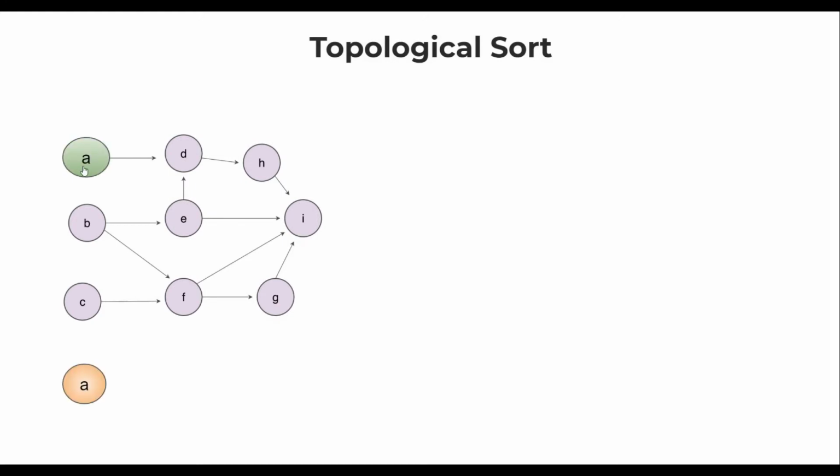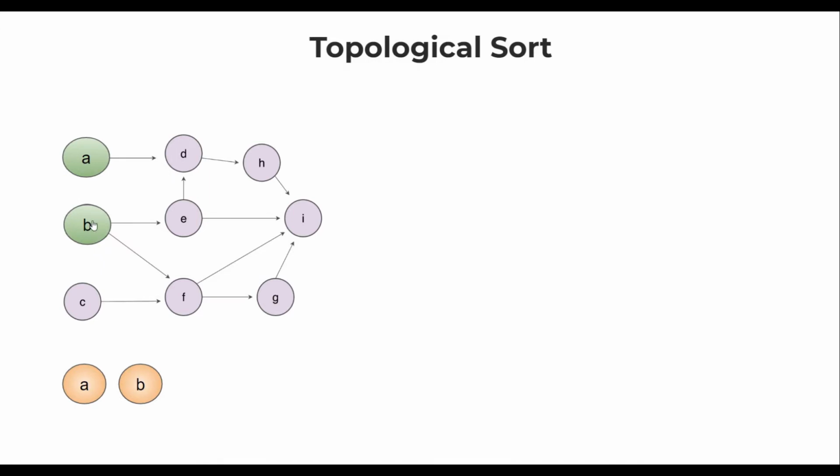A can be taken as the first node in the order because it doesn't seem to have any dependency at all. There is no incoming edge for A. Can we take D as the next node? We cannot, right? Because D doesn't depend just on A. It also depends on the program E.